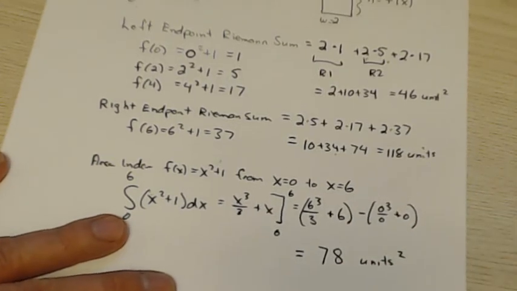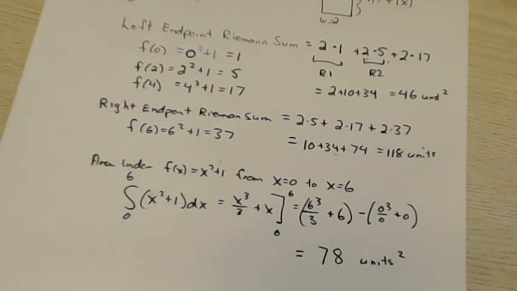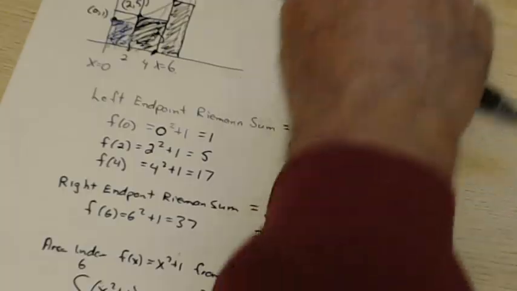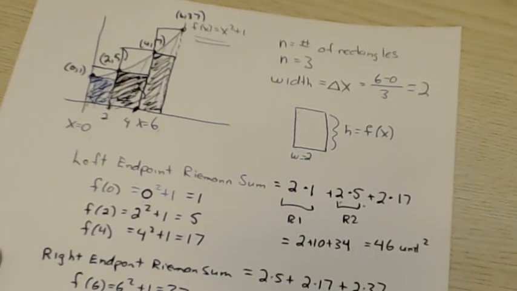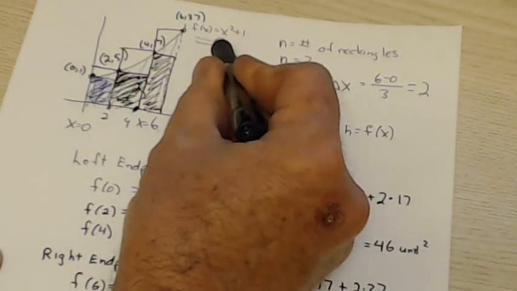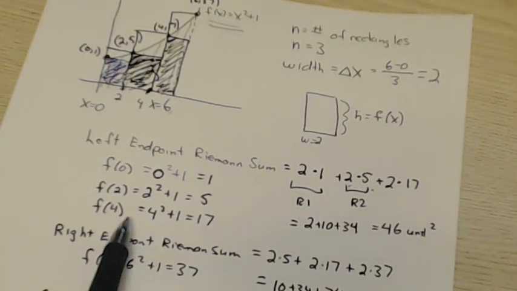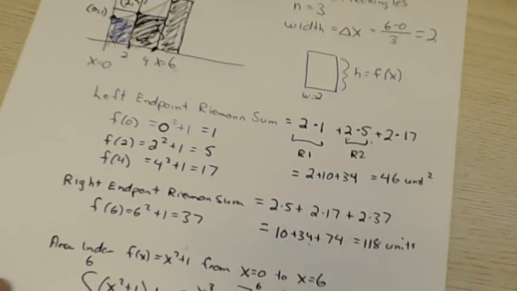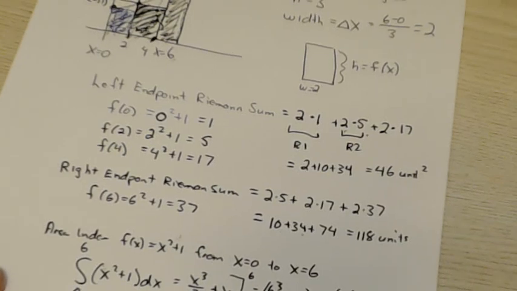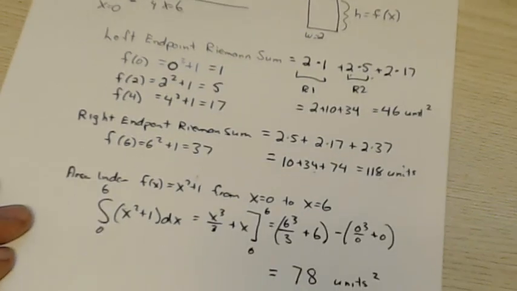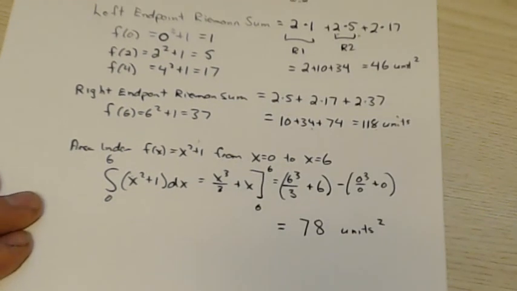So now that we know about integrals, this problem can be phrased in a couple of ways. We can say that we are approximating the area under f of x equals x squared plus 1, either using a left endpoint Riemann sum with, in this case, 3 rectangles, or a right endpoint Riemann sum using 3 rectangles. And we can see we got much different answers, 46 and 118, or we can do this and get the true area. So sometimes we phrase this question as approximate the integral using a Riemann sum. Sometimes we phrase it as approximating the area under the curve using a Riemann sum.